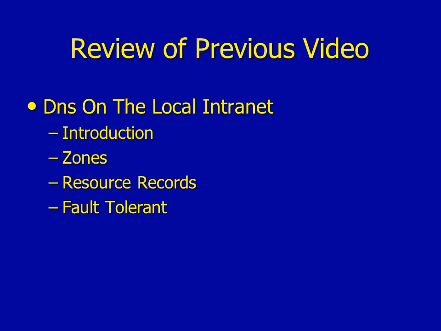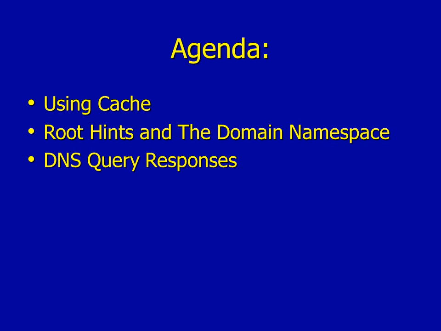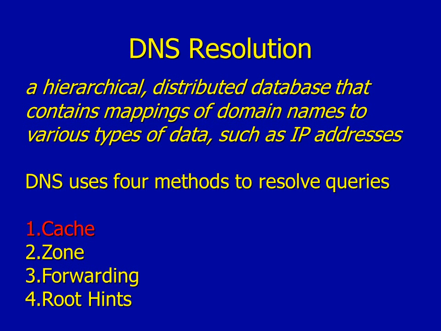In the previous video, the first part of the series of 3 videos, we looked at DNS on the local intranet. We covered a bit of an introduction and we looked at resolution using zones and the resource records which are stored in those zones. We also looked at a fault tolerant version of DNS as well. Today we're going to have a look at using the DNS cache and using root hints and the domain namespace. We're also going to take a quick look at the DNS query responses.